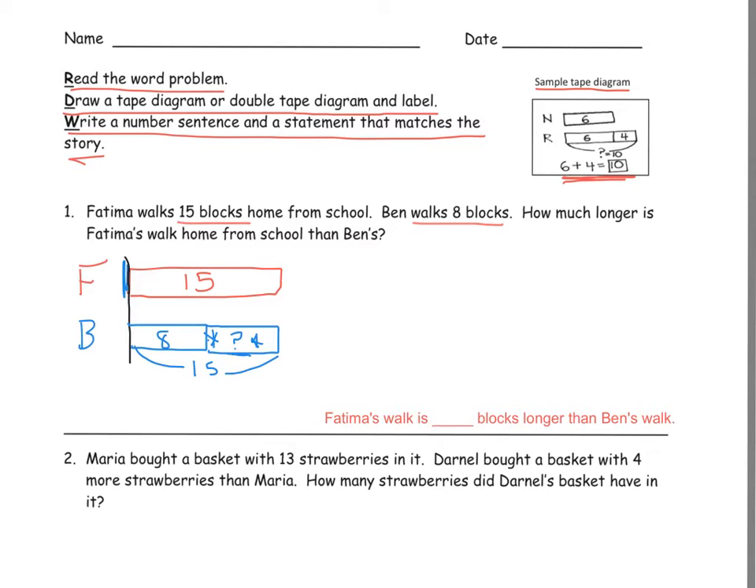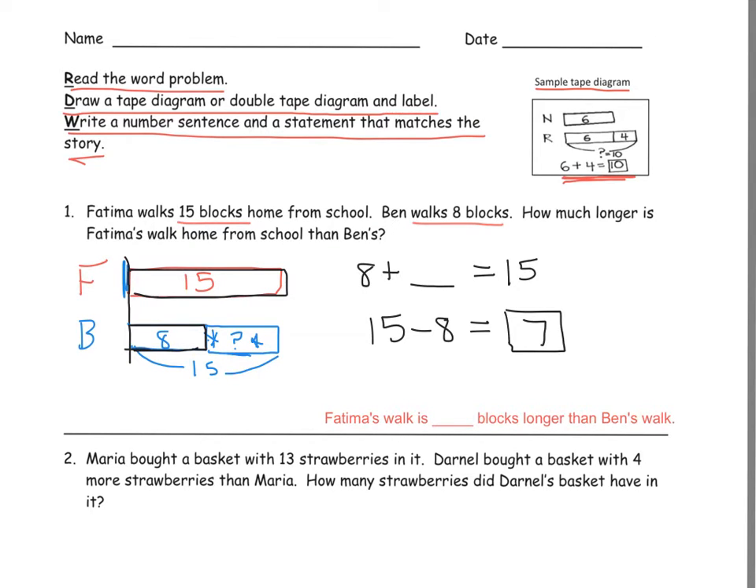So if I'm going to add on, I'm going to say 8 plus something will get me to 15. And some of you might count on in your head to get that and fill it in. But others of you might say, this is my whole amount of 15. And I need to subtract off the 8 that Ben walked to give me the amount that I'm missing, which is my question mark. So if I do 15 minus 8, I'm going to end up with 7.